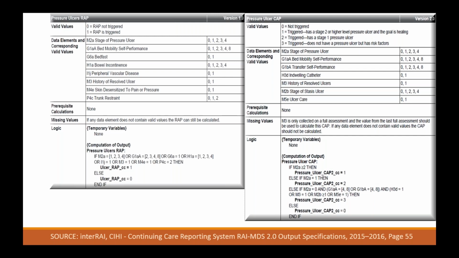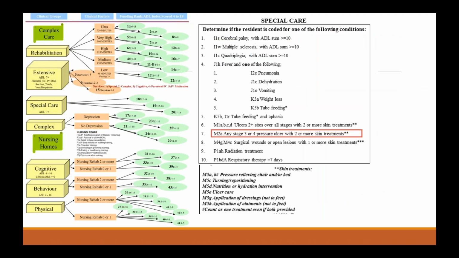So you can see the RAP and the CAP are very similar in their risk profiles, and we know that when we've triggered these risk indicators, some action plan or care plan has to be put in place in order to offset them. Now, just in closing, let's have a look at how this one item, M2A, pressure ulcer, at stage 2, 3, or 4, how does pressure ulcer impact our funding?